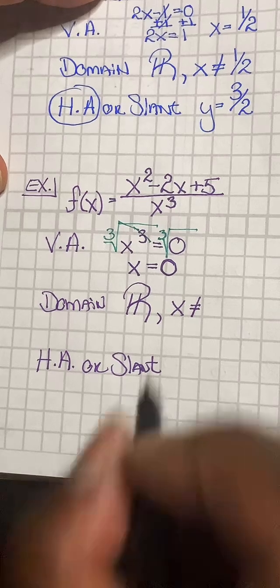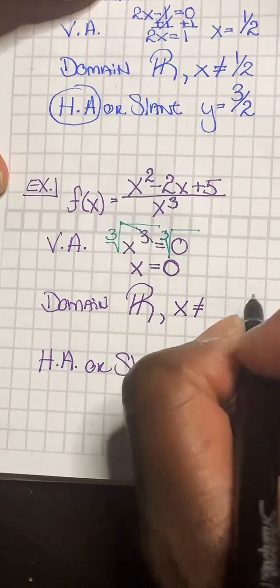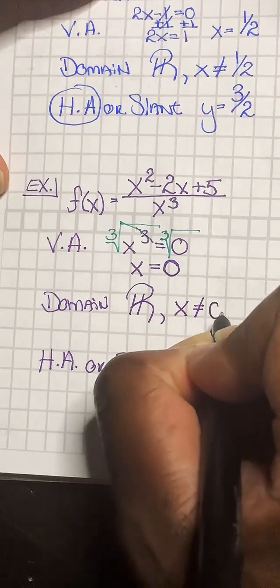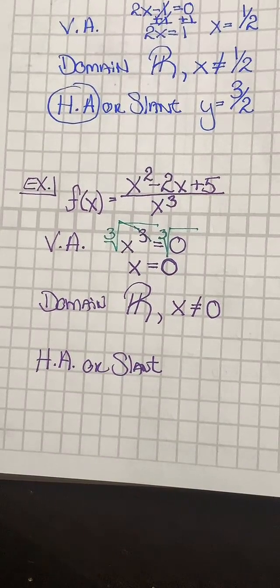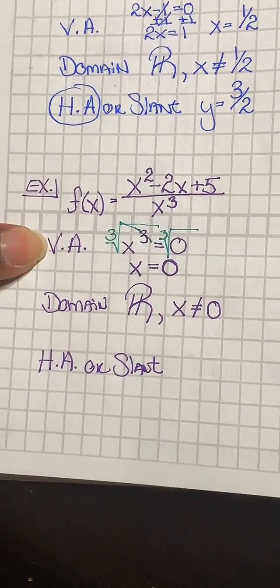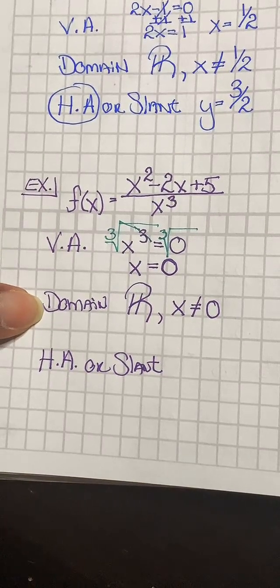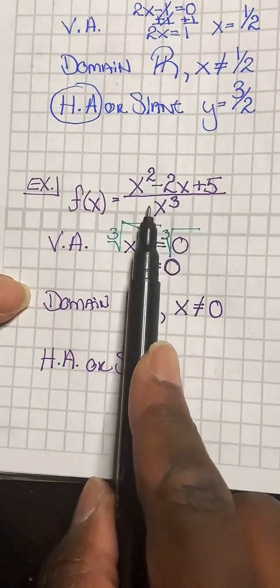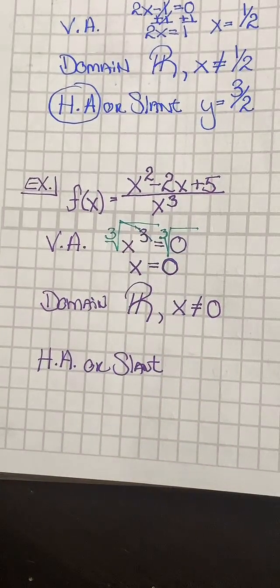Good. x cannot equal 0. So the vertical asymptote is telling you your boundary, and the domain is all real numbers except when x equals 0, because that 0 will make the denominator equal 0, which will make it undefined, and we don't want that.